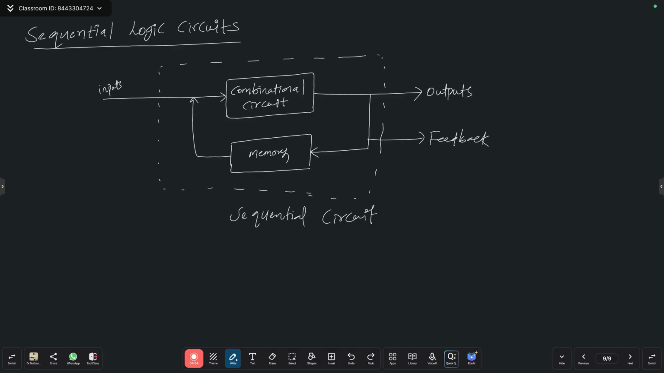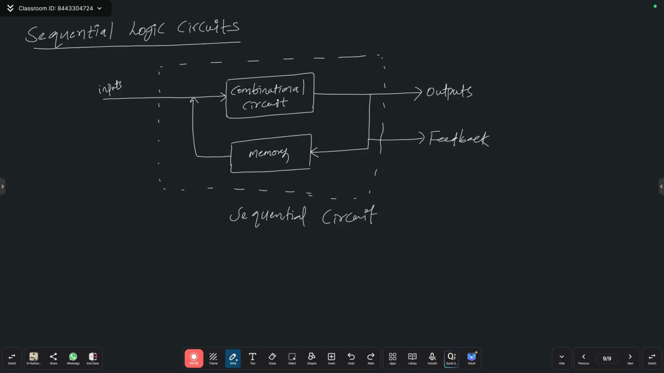The present state and present inputs will define the output and next state. Output and next state. Here this is a block diagram for the sequential logic circuit.